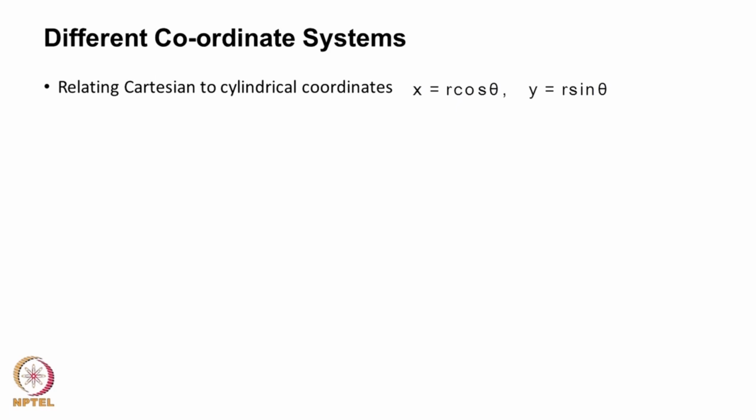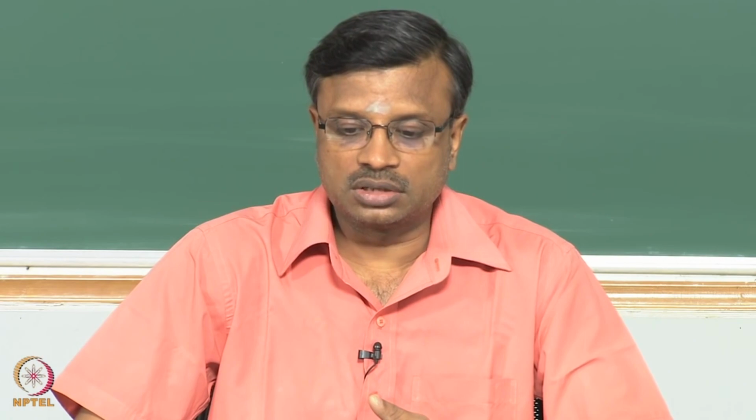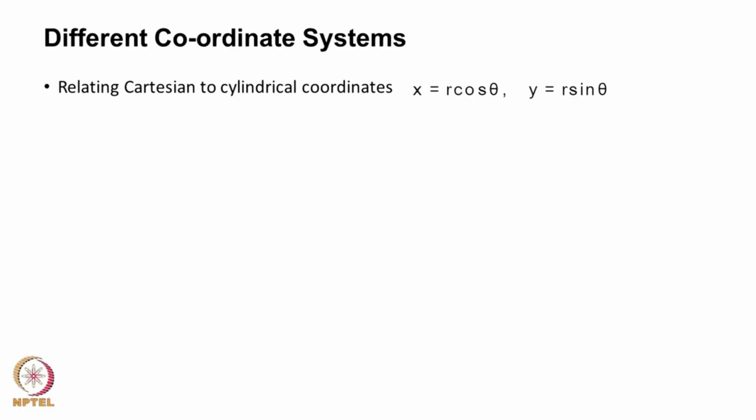Now, why do you want to do this? Because all the governing equations need not be only in one coordinate system. You should be able to convert from one coordinate system to the other and solve the problem according to the coordinate system that you can describe for the problem. So, for example, in the 2 dimensional Cartesian coordinate system, x and y are related to the r, theta coordinate system as x is equal to r cos theta and y is equal to r sin theta.